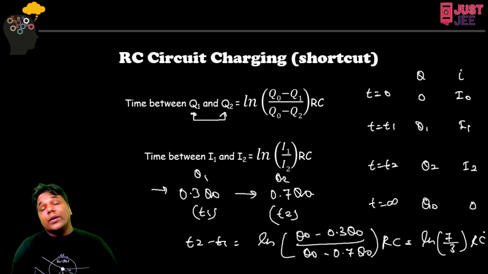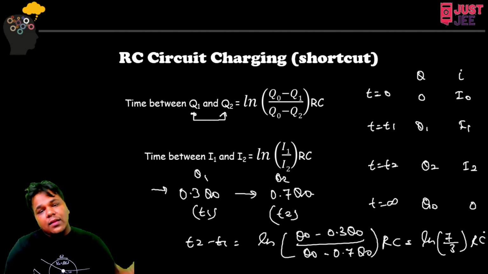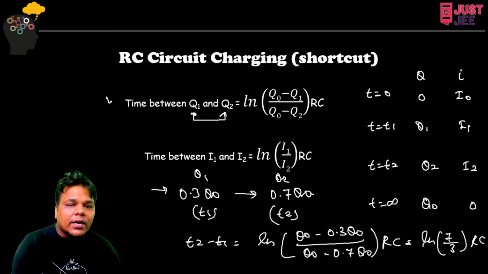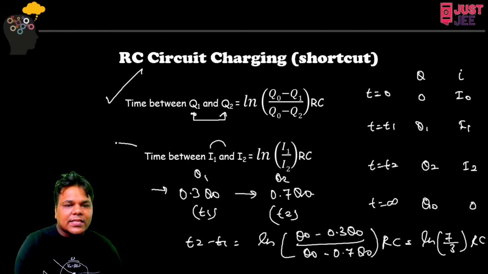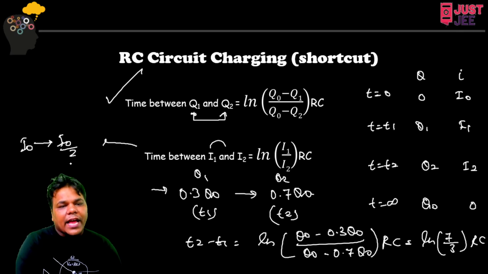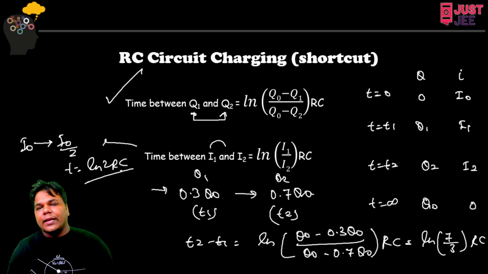You can do it directly. No need to use any other formula. You can do it directly if you know the shortcut. Okay, so this might be very useful for you. Same goes for current. For example, initially current is I0, going from I0 to I0 by 2, the time is ln 2 RC. Now you can see, you can do it directly.